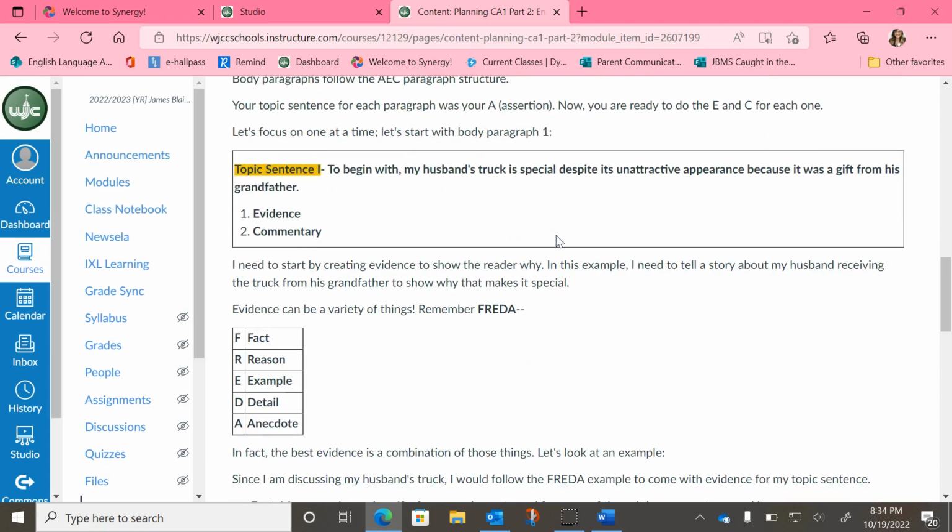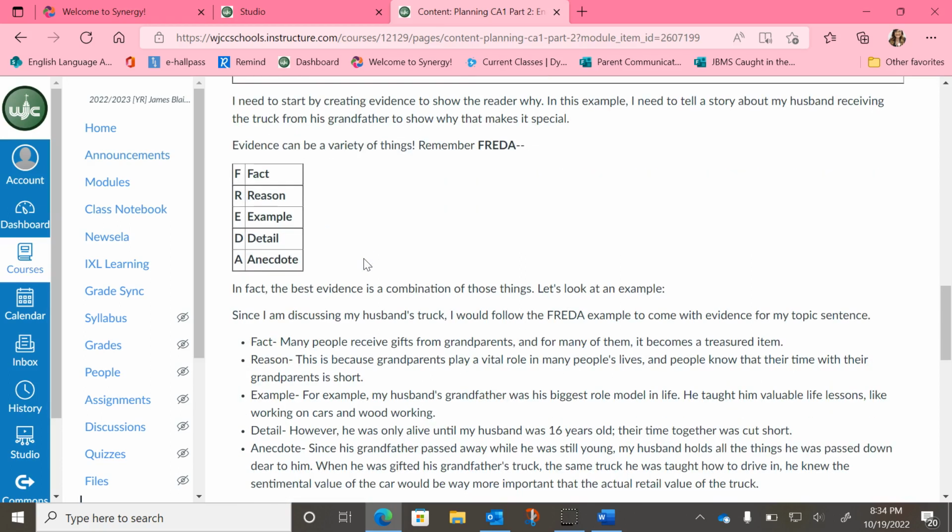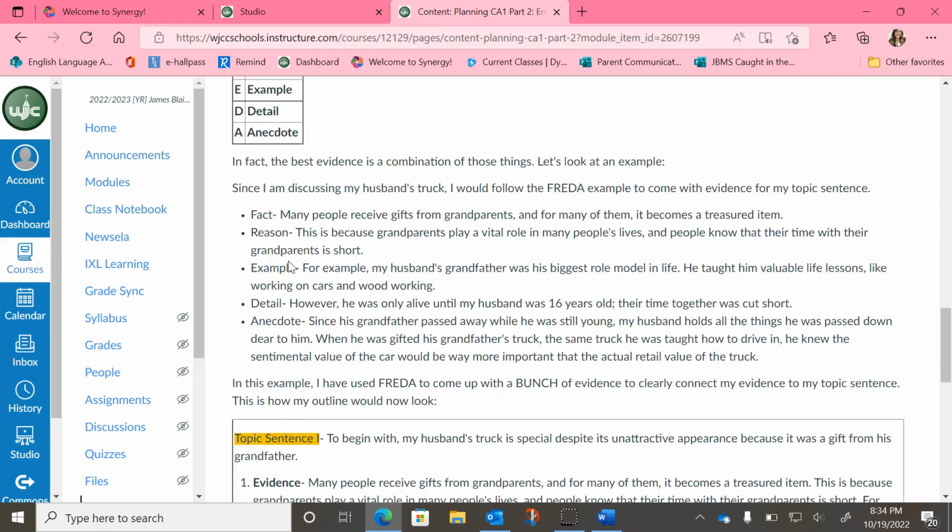Okay? So let's just focus on our first body paragraph. We need to start by coming up with evidence. To make evidence, we can use the FRIDA method. FRIDA stands for fact, reason, example, detail, and anecdote.